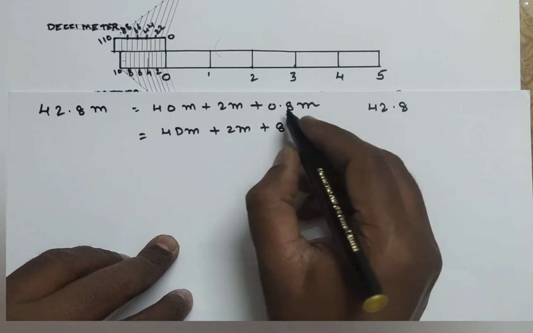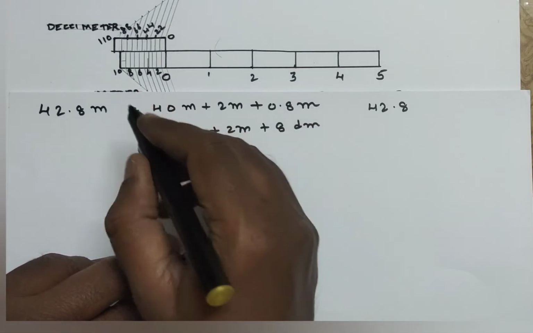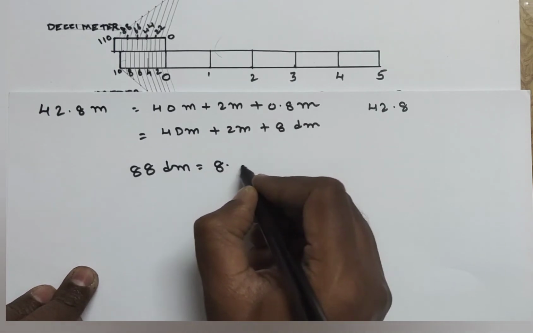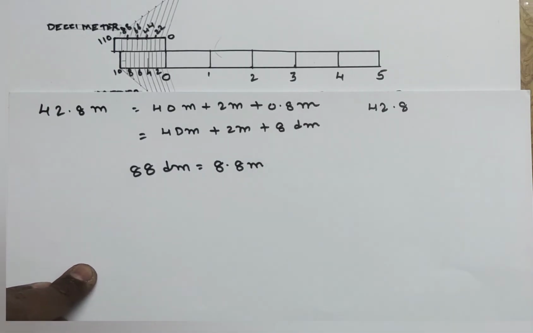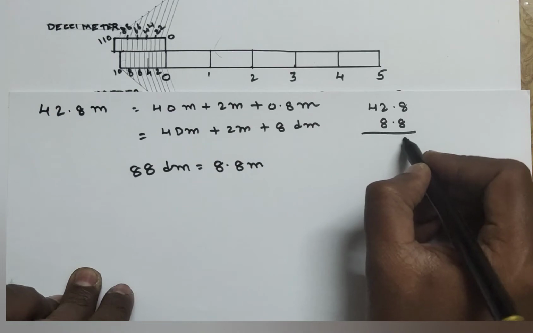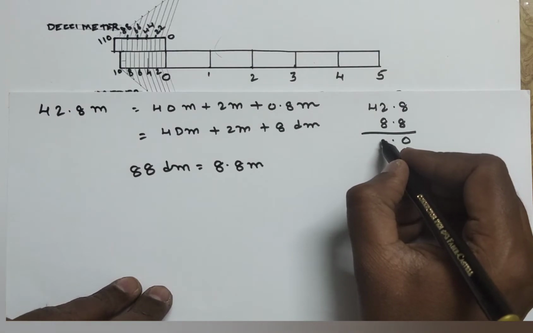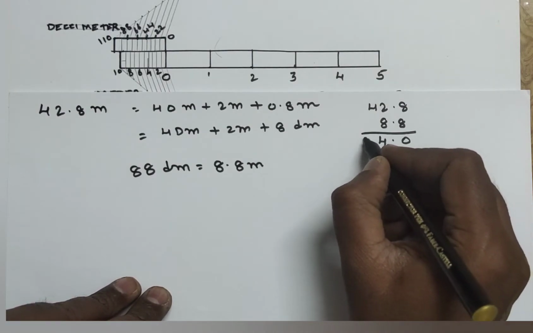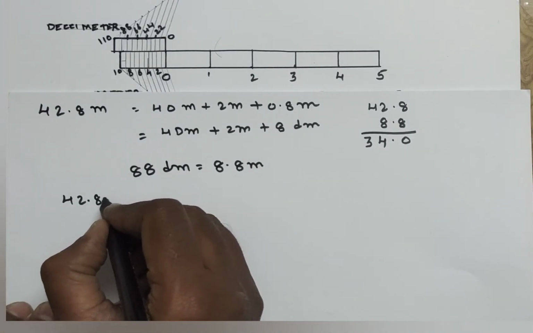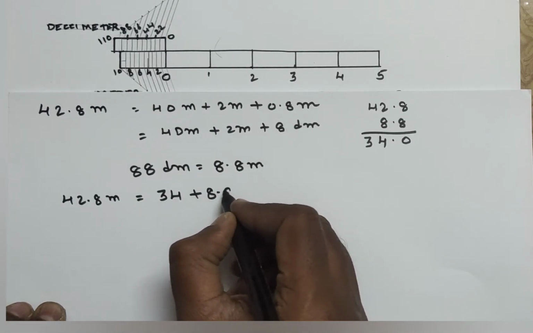42.8 meters. 8 decimeters is nothing but 0.8 meter. Therefore here 88 decimeters is nothing but 8.8 meters. So whatever the last digit is there, I have to subtract that. Then what will happen? It is going to be 4 and it is 34. So this is possible. So can I write 42.8 meters is equal to 34 plus 8.8 meters.